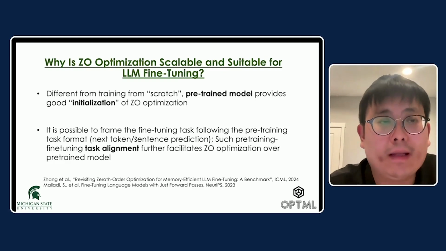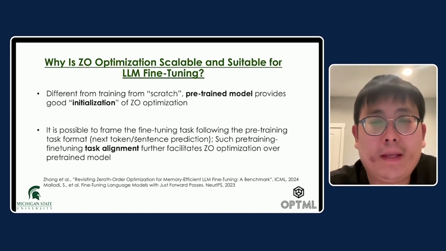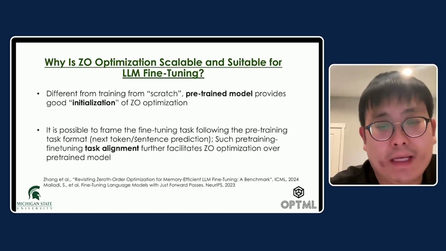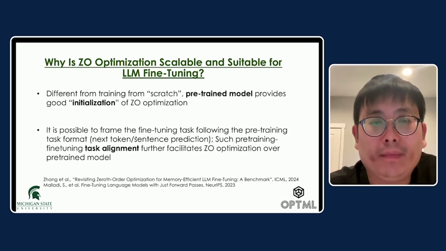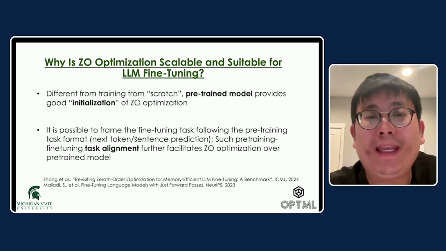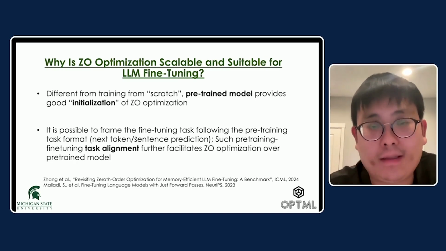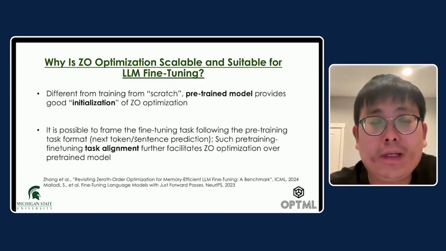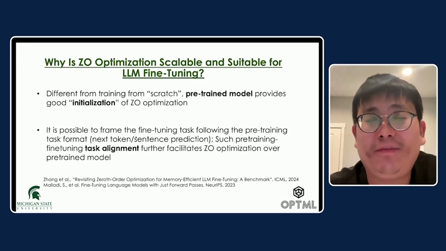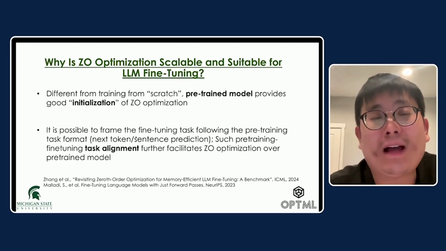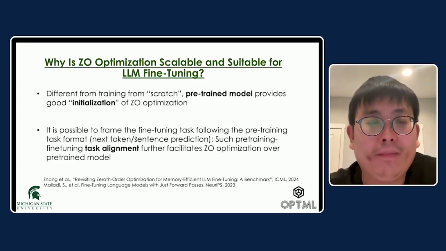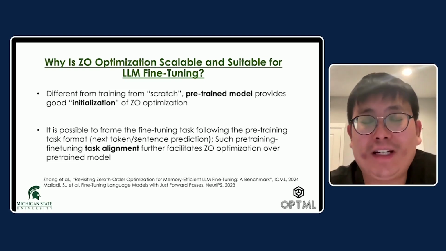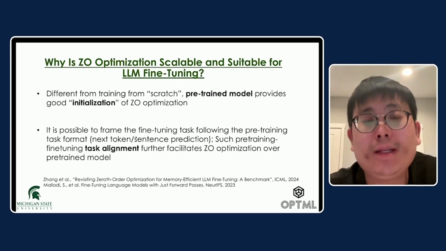And there's a second reason that we can integrate Zeroth-Order optimization for LLM fine-tuning. This is the so-called task alignment. As you may know, LLM fine-tuning and LLM pre-training can be aligned using a single task, which is called next token or next sentence prediction. So for example, even for a classification task in the fine-tuning phase, you can rephrase the classification task using additional prompts, so that you customize this classification task as a token prediction or sentence prediction task.